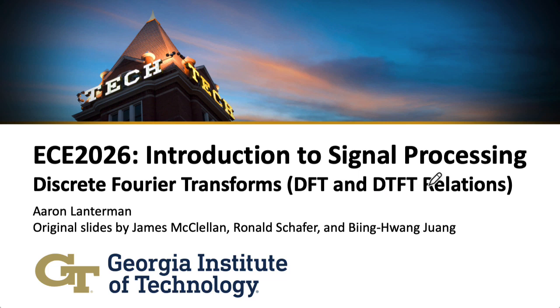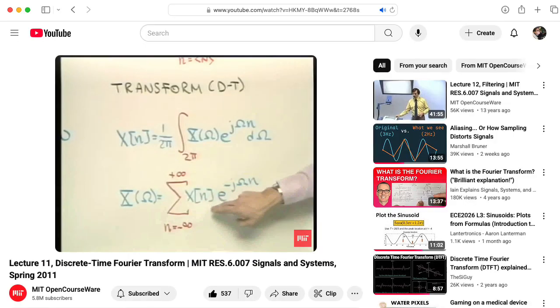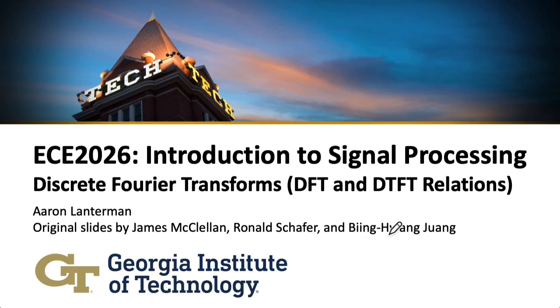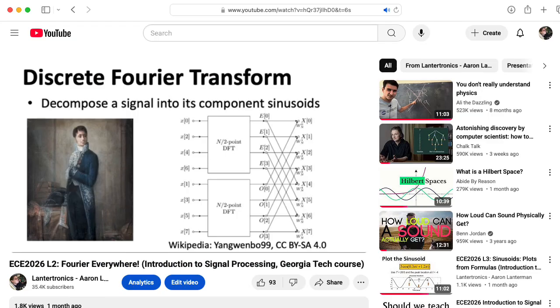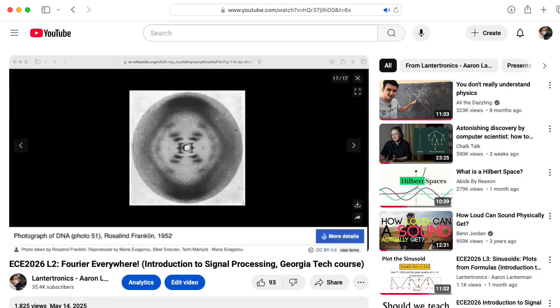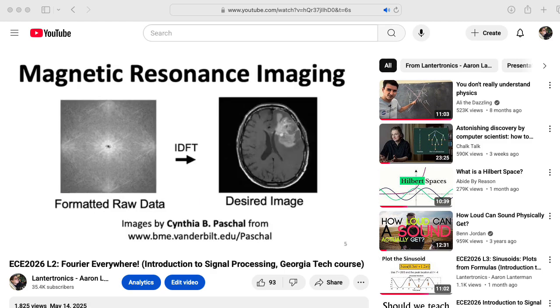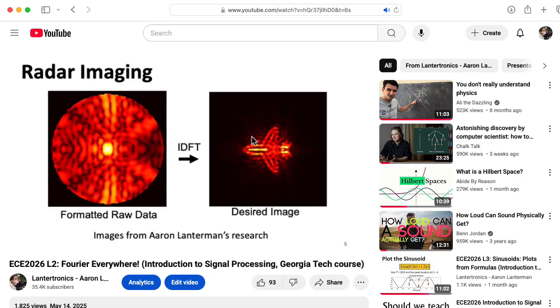And it's particularly confusing because the discrete time Fourier transform and the discrete Fourier transform that doesn't have the word time in the name, they are both transforms of discrete time signals, even though the DFT doesn't have the word time in the name. In the second introductory lecture in this video series, I mentioned some applications of the discrete Fourier transform, such as radio astronomy, magnetic resonance imaging, and radar.